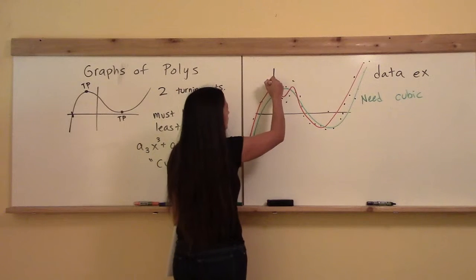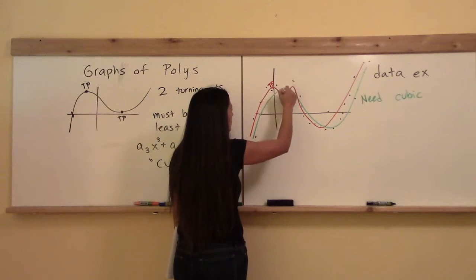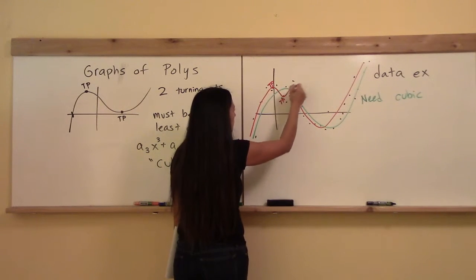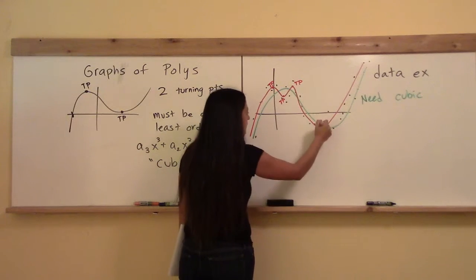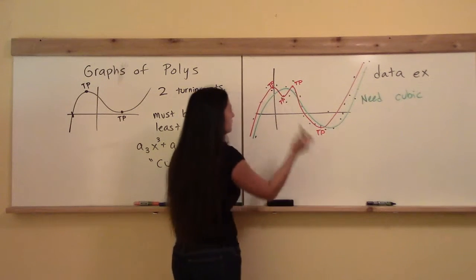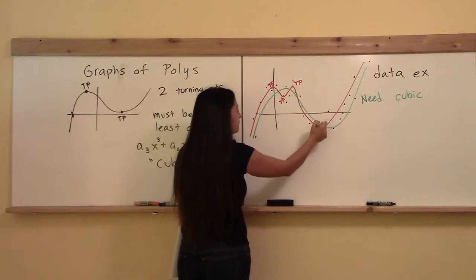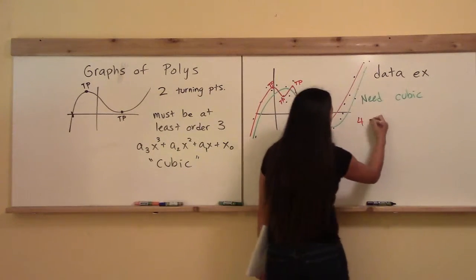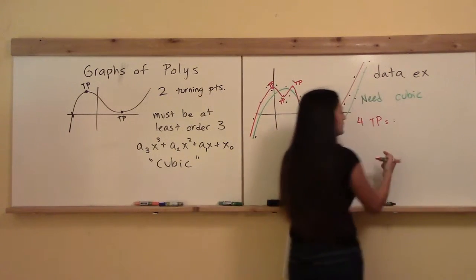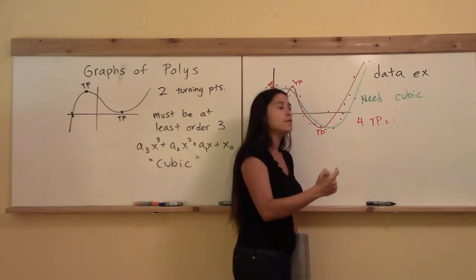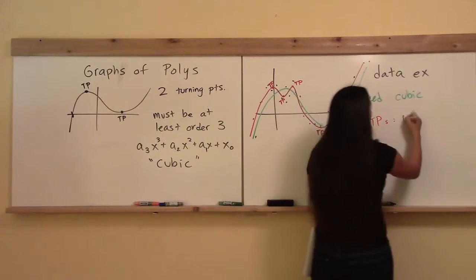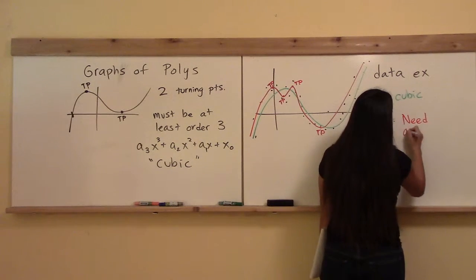Okay, so let's see, there's a turning point right here. There's another turning point right there, another one there, another one there. Let's count them up. 1, 2, 3, 4 turning points. If I had 4 turning points, that means I would need to use 4 plus 1, which is 5. So I would need what we call a quintic.